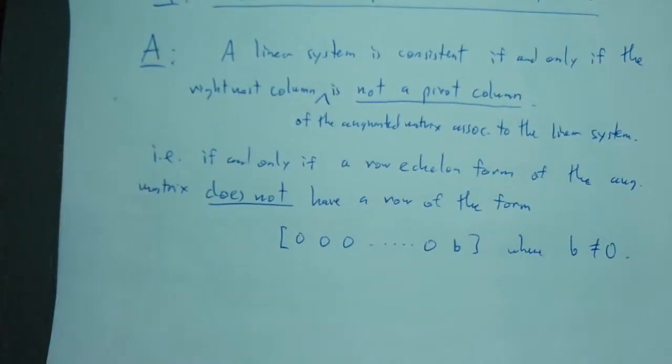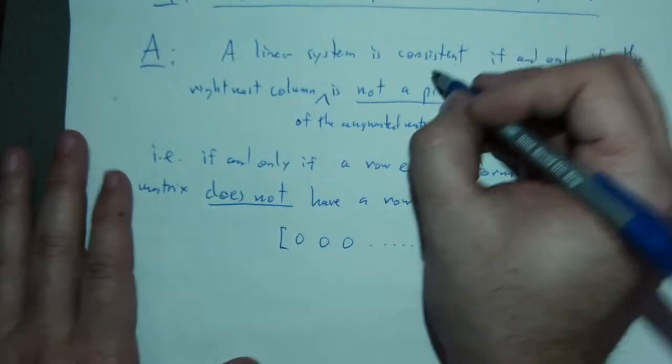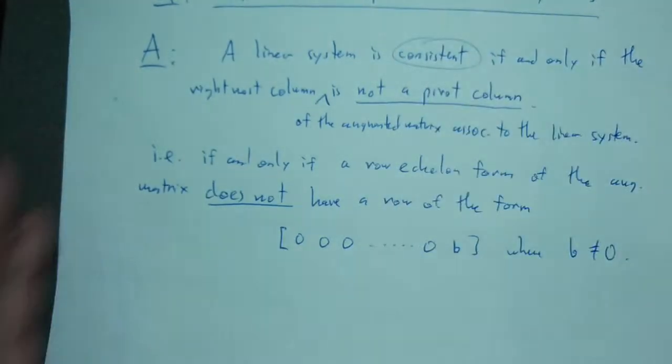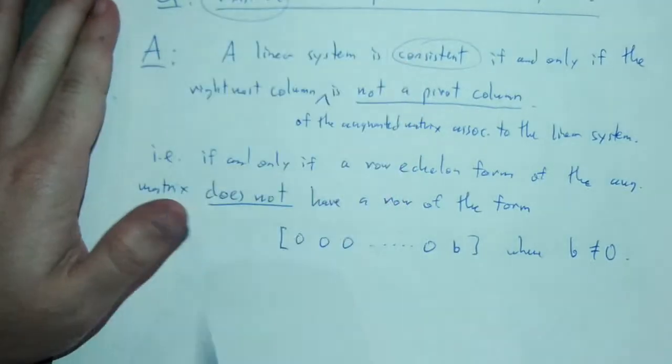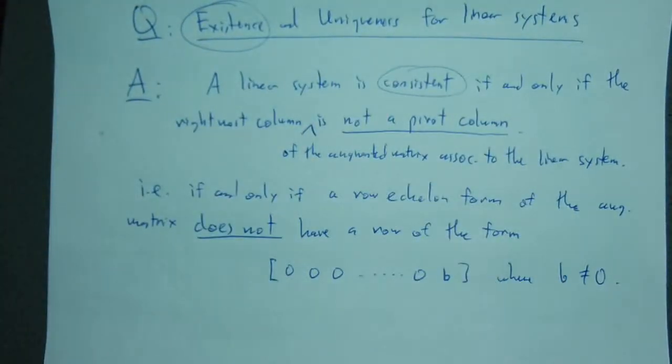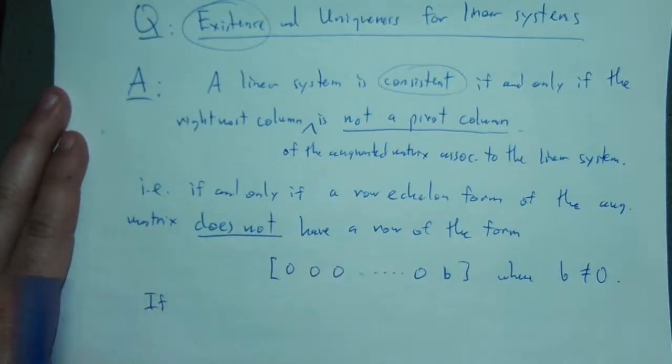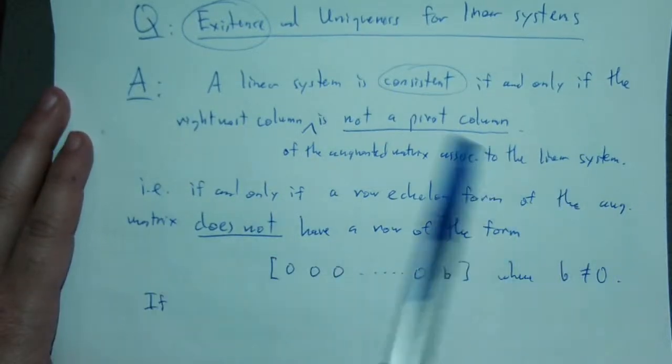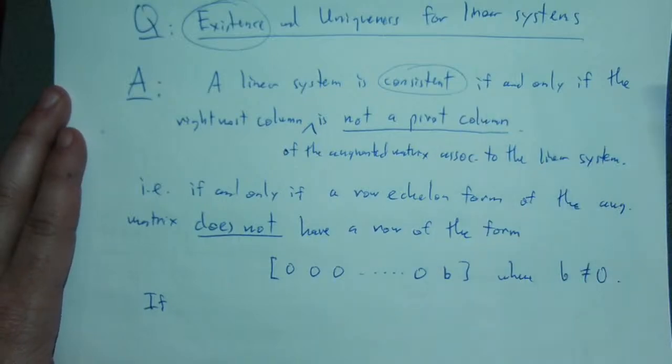Now that answers the question of when it is consistent. Consistent meaning has at least one solution. So that answers the question of existence, but it doesn't answer the question of uniqueness. So when do I know that a solution is unique? Of course, for it to be unique, the solution has to exist in the first place, so it's got to be consistent.